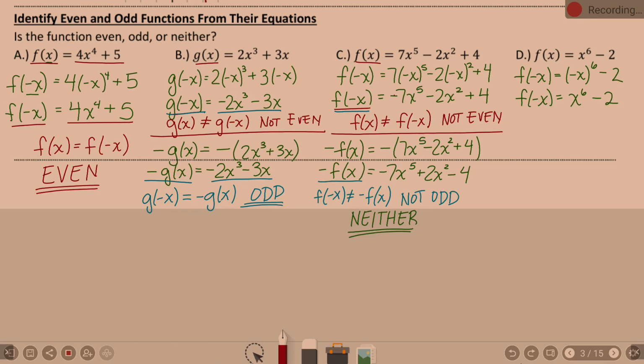Okay, what observation can you make right now? It's the same. f of x is x to the 6 minus 2. f of negative x, x to the 6 minus 2. f of x equals f of negative x, and so this is even. We don't need to check for odd because it was even. Okay? So keep going till it fits one of the categories is what you're looking at there. Questions there?